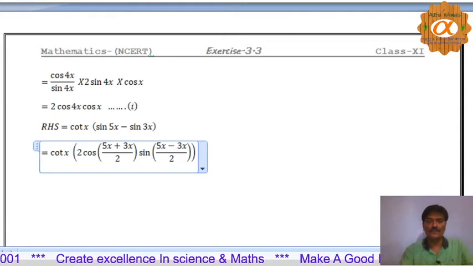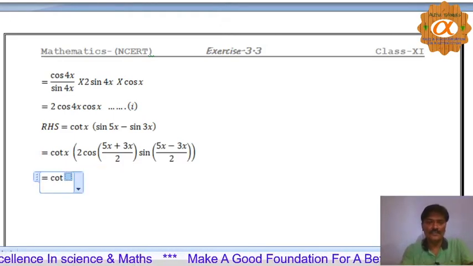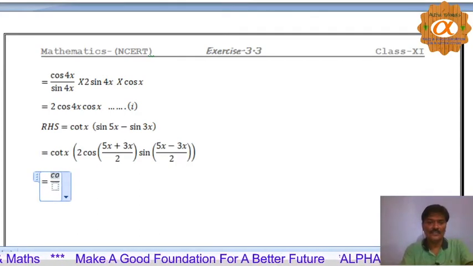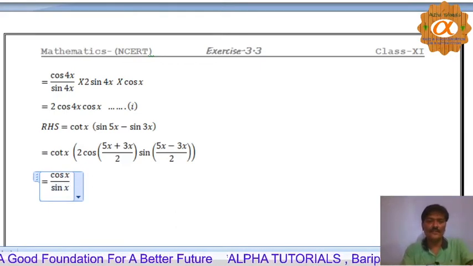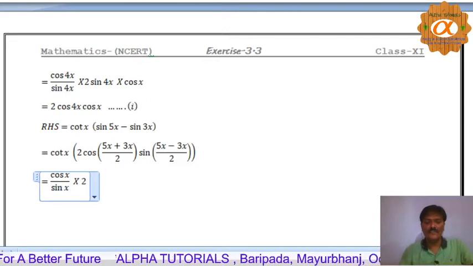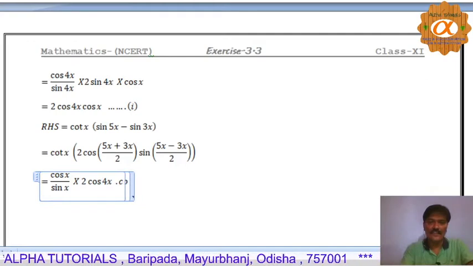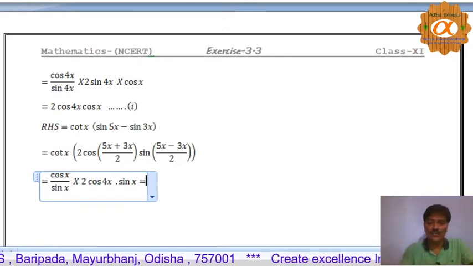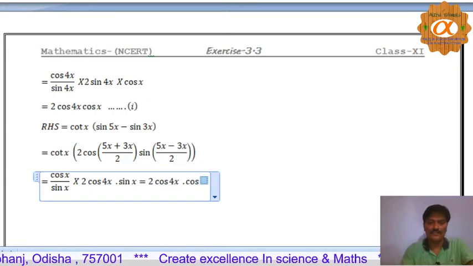Overall bracket closed. That becomes equal to cot x. Now cot x I should write as cos x by sin x, again multiplied by 2. Now cos 5x plus 3x is equal to cos 8x by 2, that means it becomes cos 4x, again multiplied by sin x. Now sin x cancels out, and it remains 2 cos 4x multiplied by cos x.